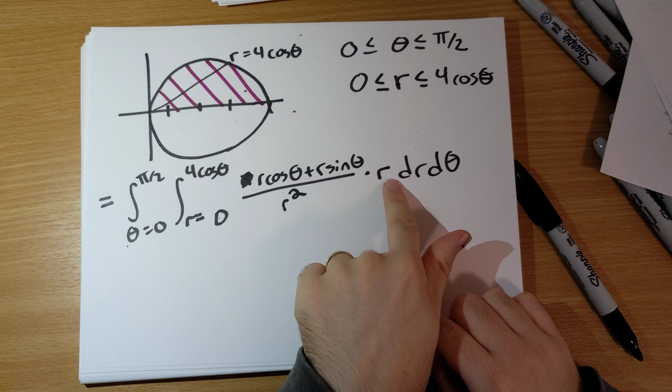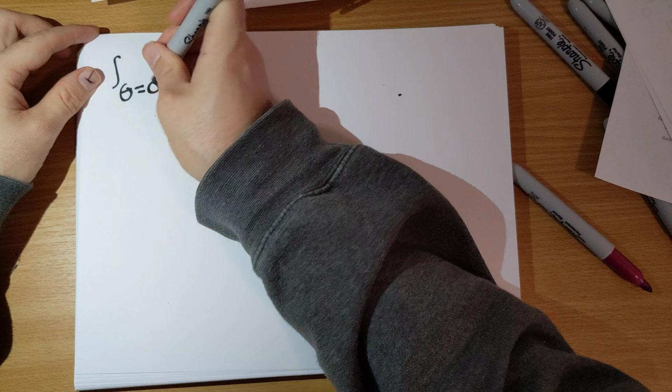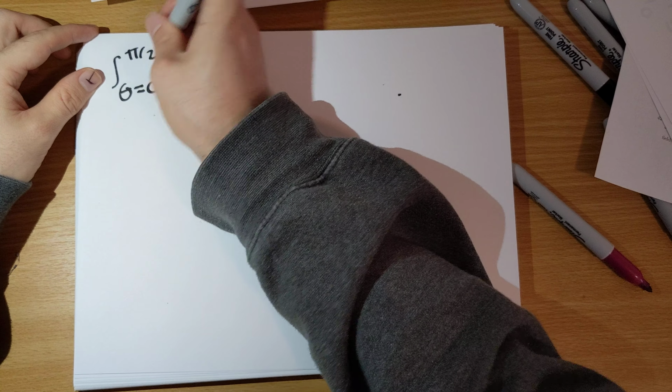Okay, so integrate this with respect to r. The cosine theta plus sine theta is a constant with respect to r, so we just get r times cosine theta plus sine theta d theta. Plug in r from 0 to 4 cosine theta. And so we'd end up with theta running from 0 to pi over 2, r is 4 cosine theta times cosine theta plus sine theta. So 4 cosine squared theta plus 4 cosine theta sine theta d theta. When we plug in r as 0, that would just be 0.